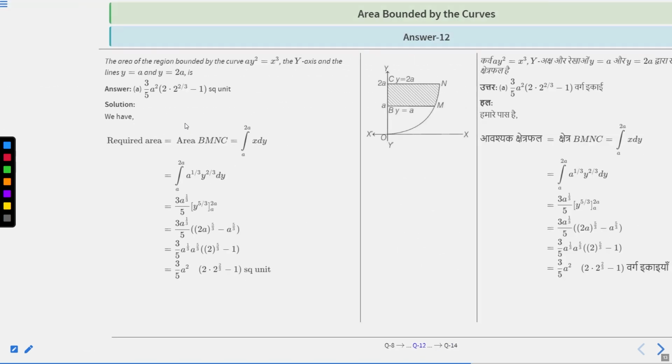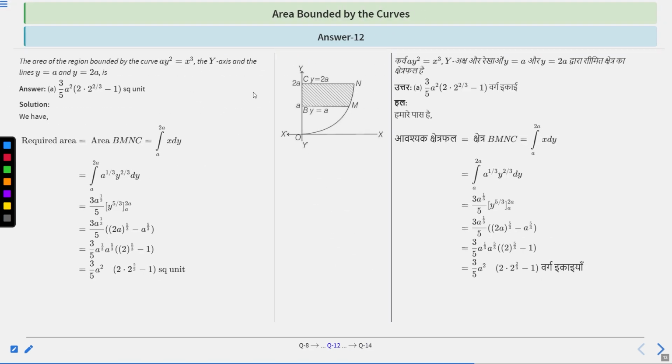Okay, let's move to the solution part C. Required area. We have this curve ay square is equal to x cube, and the y axis and the lines y is equal to a and y is equal to 2a. Therefore, the required area will be the area BMNC. Area BMNC will be the integration from a to 2a of x dy.